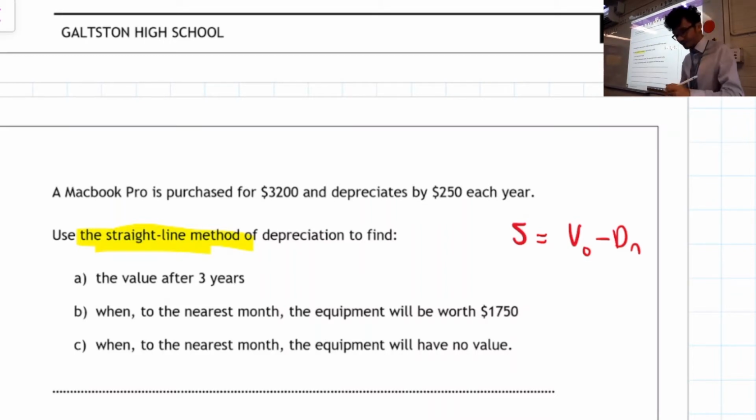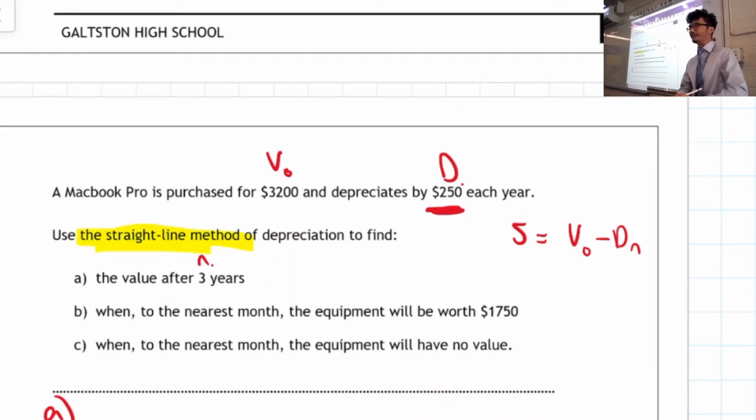So we know it's depreciating by $250 each year, and we want to use the straight line depreciation method to find the value after 3 years. Semra, can you help me out? So what do we know about this MacBook? How much is it worth again? 3,200. Right, so that would be our V sub zero. That's the initial value, right? D is the depreciation each year, so that would be 250. How long are we checking the value after? 3 years, right. So that would be our N.